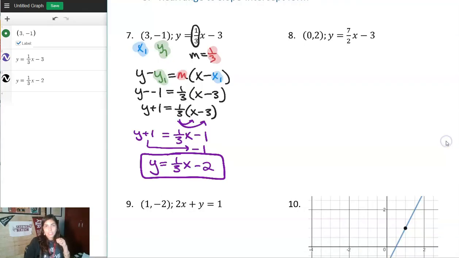Now it's your turn. These steps are very simple. They're written at the top of your screen. I want you to stop, pause the video, try number 8, and see if it works whenever you throw it into Desmos and check your work.